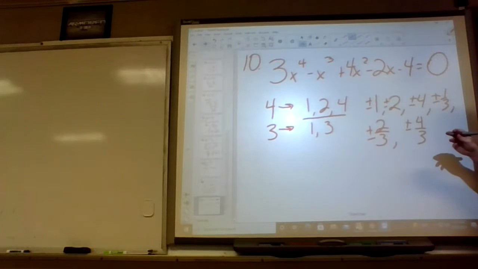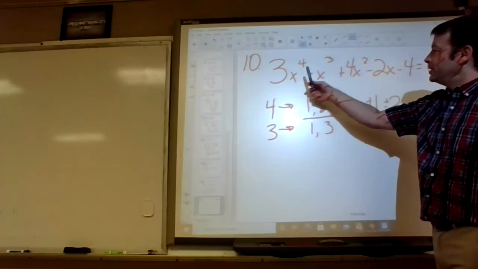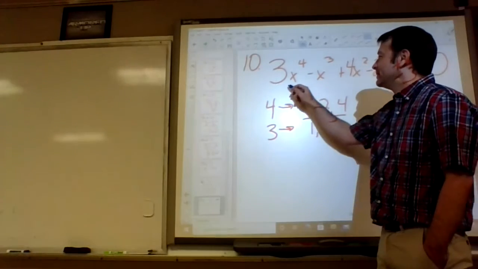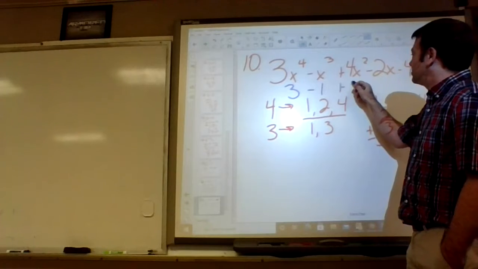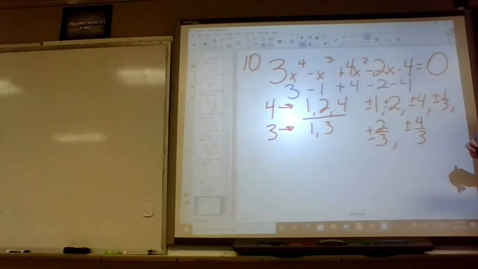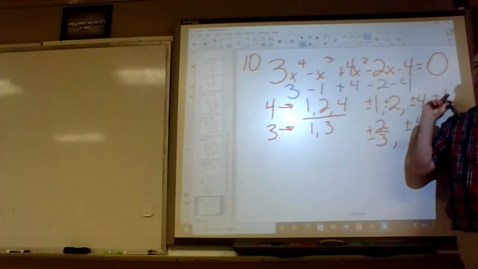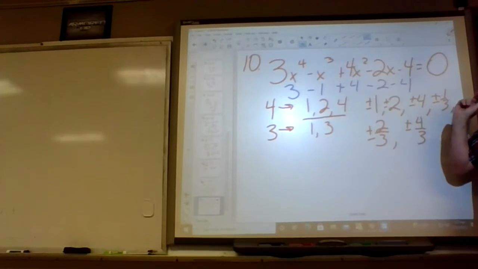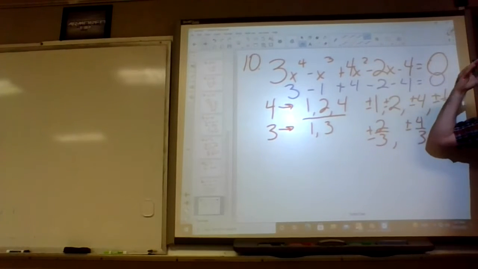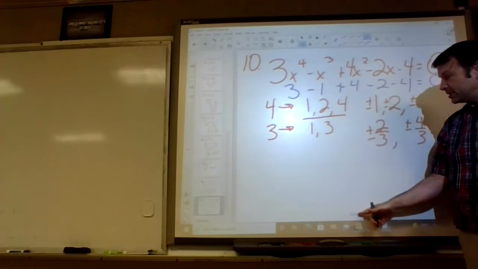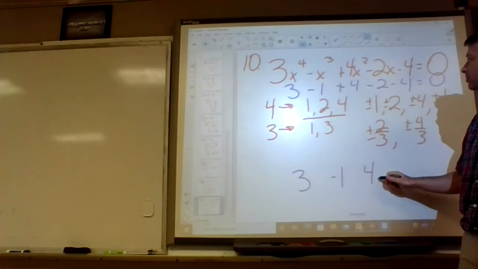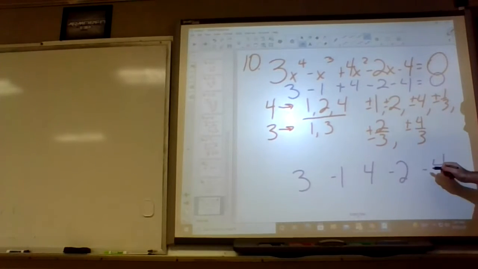What do you want to plug in first? 1. So plug in 1, this would be 3 minus 1 plus 4 minus 2 minus 4. It's negative... Is it 0? Yeah, it is. So 1 is an answer. What did we do with that? Synthetic division, to make sure it's not a double root. Am I right? You're right, we haven't got to that part yet.